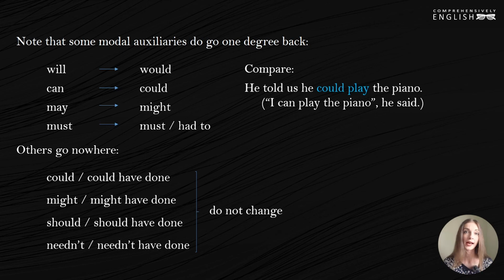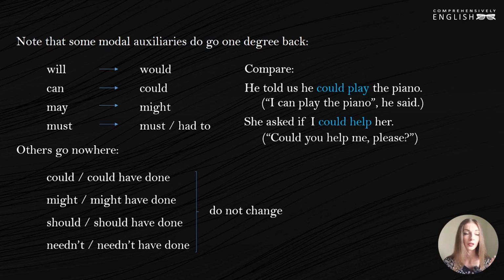So we changed can into could because we went one step back into the past. But in this sentence, she asked if I could help her. Nothing was changed. The original speech was, could you help me please? Because could here doesn't express a physical ability. It is a request, a polite request.